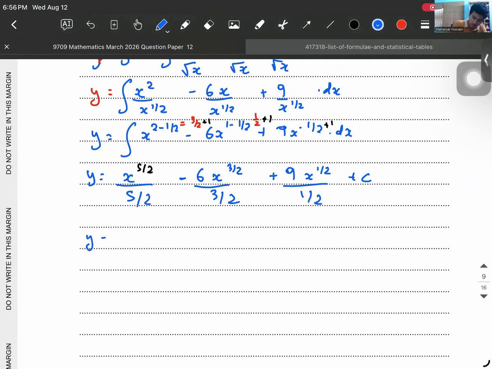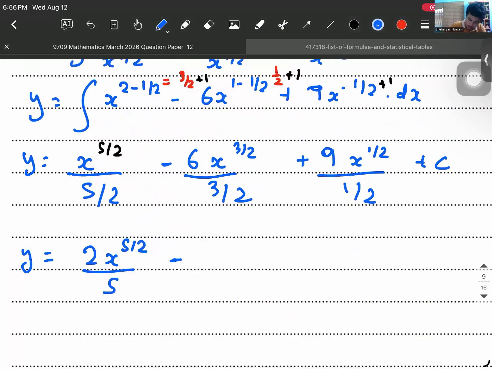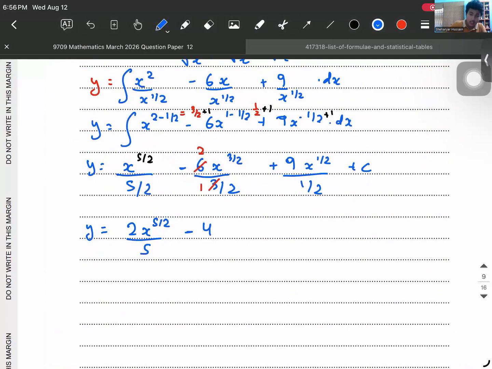So the equation turns out to be 2x to the power of 5 upon 2 upon 5 minus... or rather, we can just cancel things out over here, right? So this turns out to be 3 1s are 3. This is 2. So this turns out to be a negative 4x to the power of 3 by 2 plus 18, right? This 2 when multiplied will become 18. 18x to the power of half plus c.